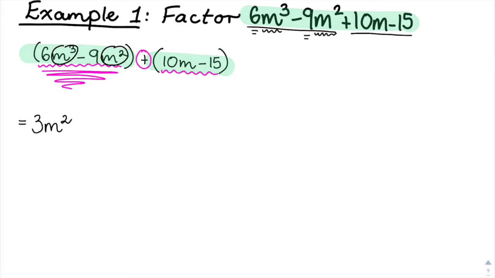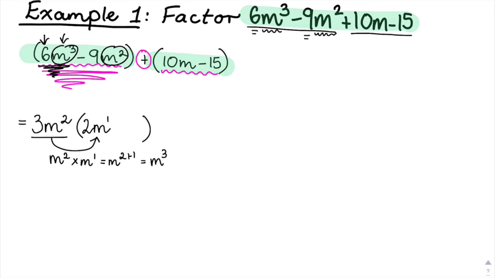Now that I've taken out any common factors, I'm going to draw in a set of parentheses. And then I ask myself, 3m squared times what would give me my first term, 6m cubed? Well, 3 times 2 will give me the 6, and m squared times m to the power of 1 will give me my m cubed. And just so you can recall, when we are multiplying here, we simply add our exponents. So we'll have m to the power of 2 plus 1, giving us the m cubed that we were hoping for from the 6m cubed. I don't need to write this power of 1, so I'm just going to get rid of it.